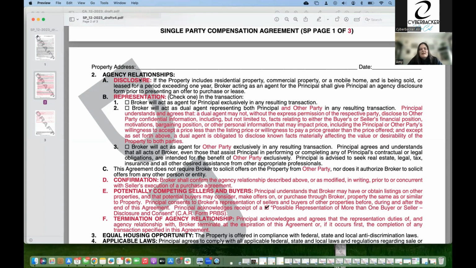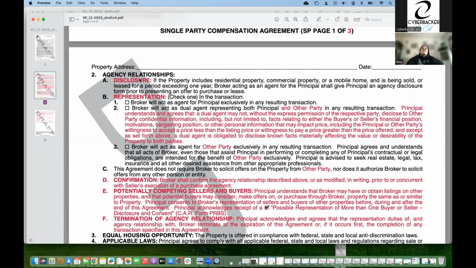And except as set forth above, a dual agent is obligated to disclose all material facts affecting the value or desirability of the property to both parties. And so that was the changes made to number 2. They just added that verbiage in there just to clarify.